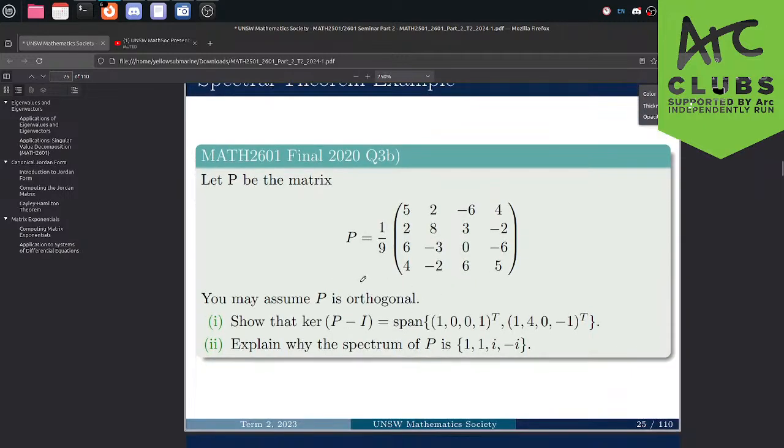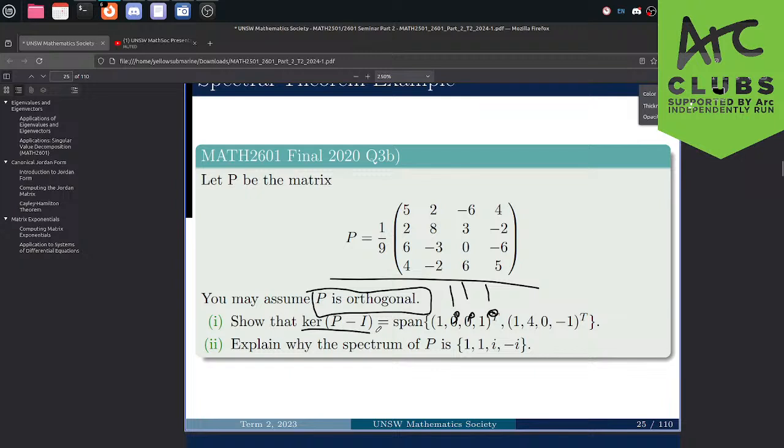So you're given this matrix P here, and we're given that it's orthogonal. Aha. So we can immediately say a lot of things about this. These results are going to be very useful. Firstly, P being orthogonal means that it's diagonalizable, which means that its algebraic multiplicities are going to be equal to its geometric multiplicities. But also being orthogonal has a bunch of properties. So firstly, let's start with this.